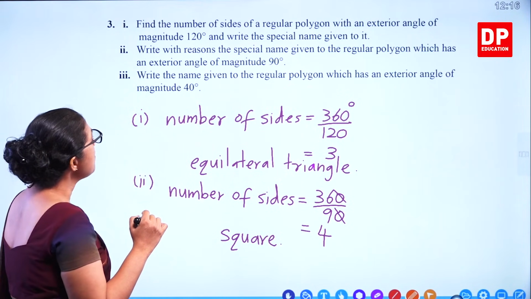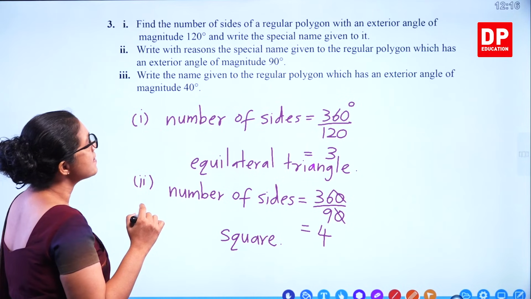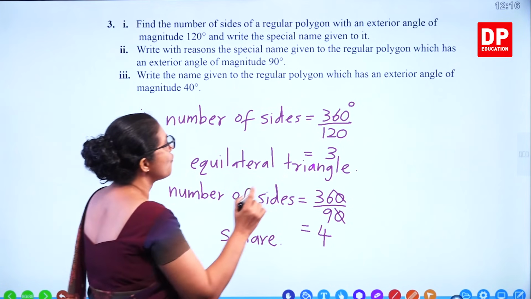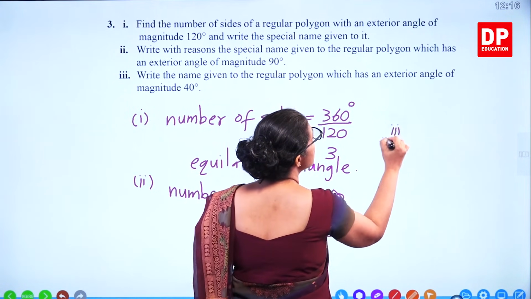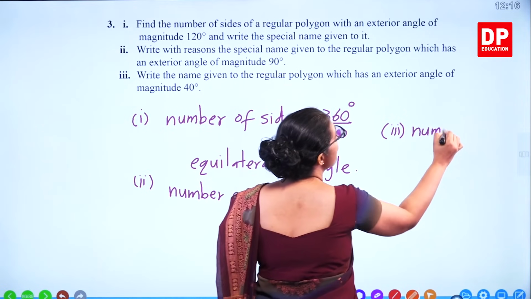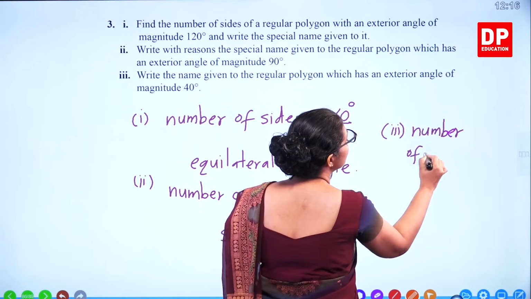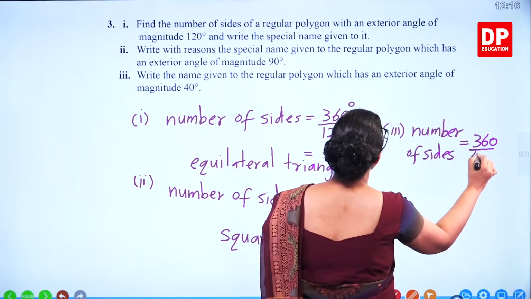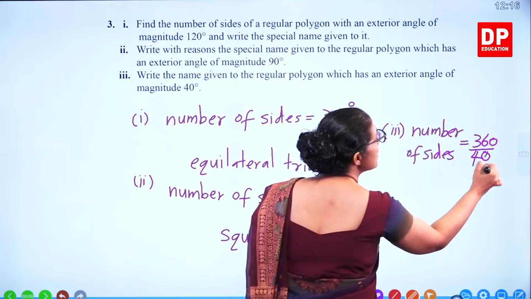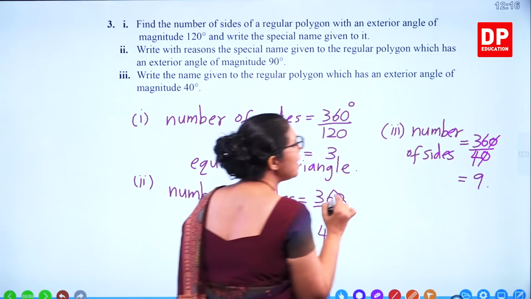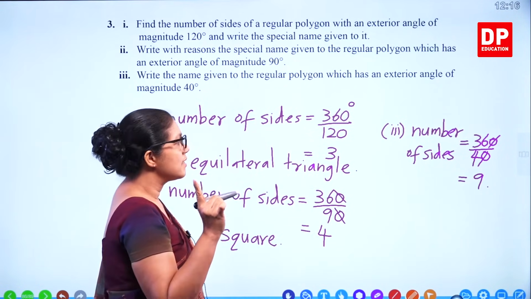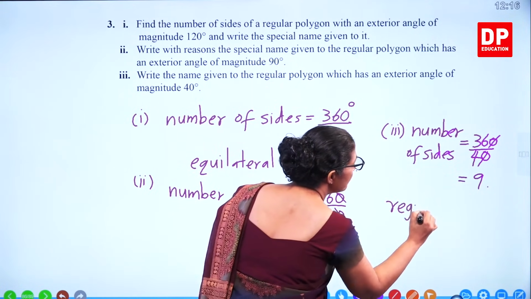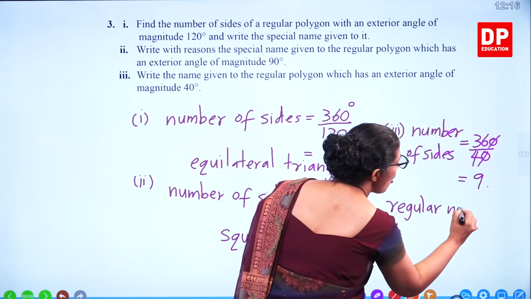Third one, write the name given to the regular polygon which has an exterior angle of magnitude 40 degrees. So 40 degrees means how many sides are there? Number of sides, 360 divided by 40 now. Each exterior angle is 40. So a 9-sided polygon. What do you call that? Nonagon. And this is regular. So we can say regular nonagon.